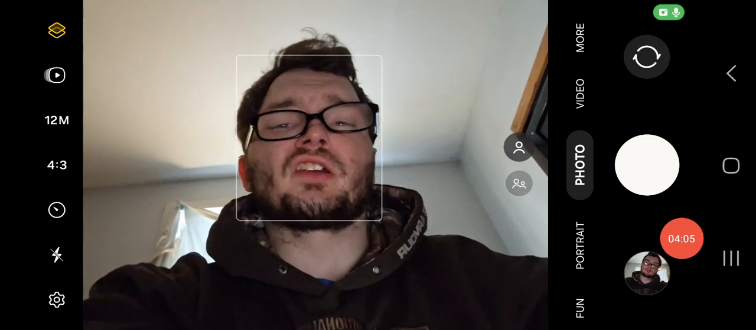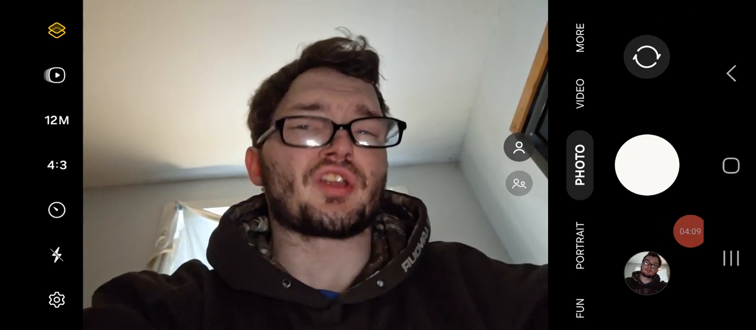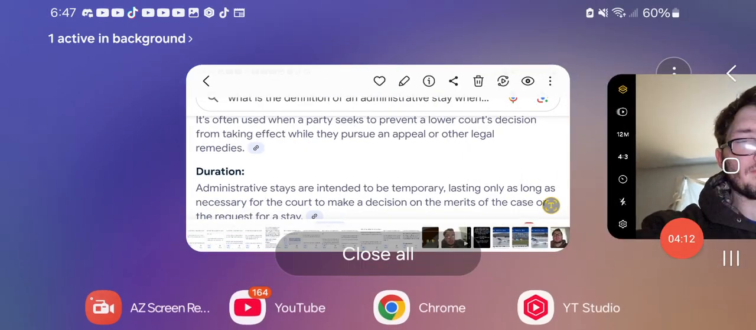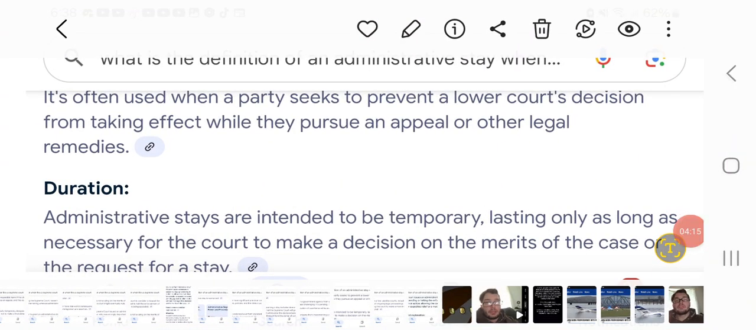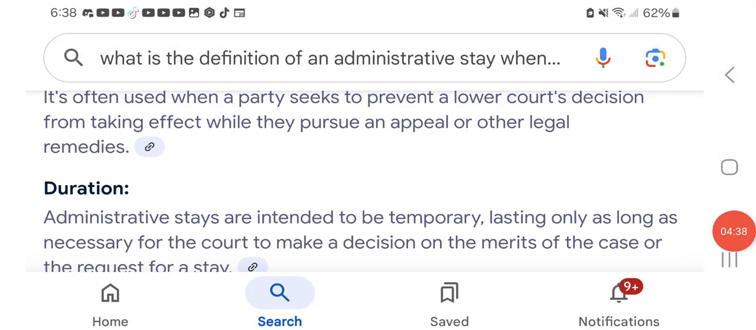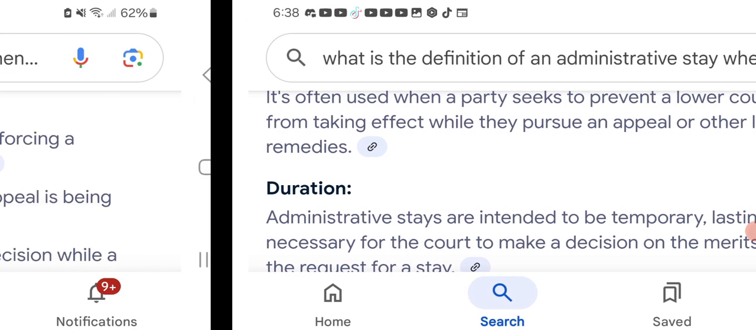Ladies and gentlemen, we're about to figure out what the duration would be. Administrative stays are intended to be temporary, lasting only as long as necessary for the court to make a decision on the merits of the case or the request for a stay.